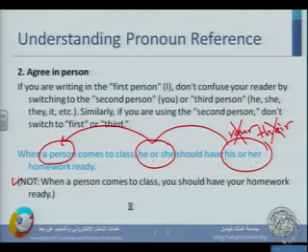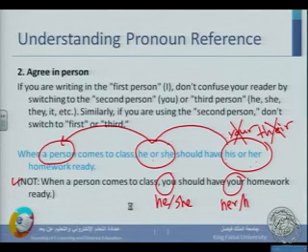When a person comes to class, you should have your homework ready. When a person comes to class, you should. شو لازم نحكي بدل you؟ لازم تكون he or she. He or she should have her أو his. لاحظوا her هي ترجع أيضا لـ she وhis لـ he.